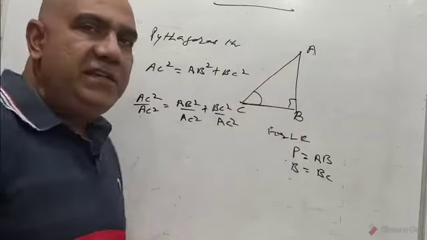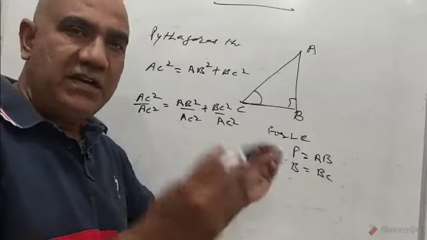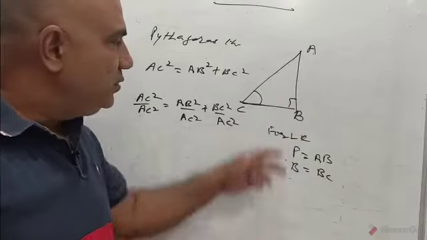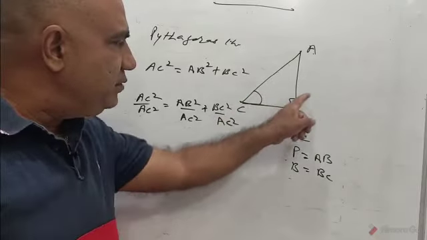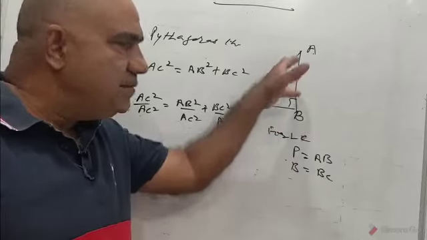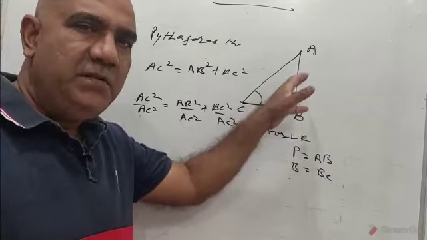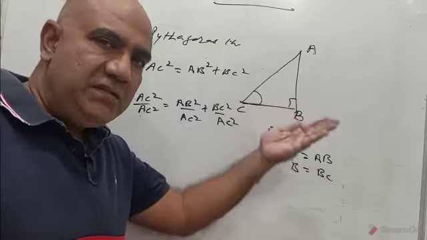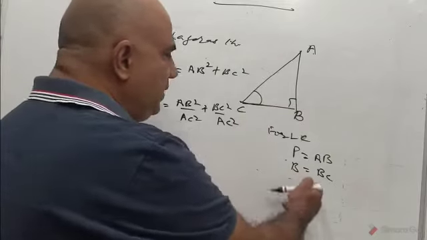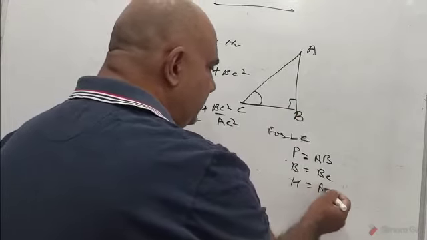Regarding AC, we don't have any doubt. AC is the side right opposite to the right angle of the triangle, and that undoubtedly is the hypotenuse. So out of the other two, we have to find which one is perpendicular and which one is base. The one in front of the angle in question is perpendicular, and the side on which the angle in question is made is base. So BC is base for this triangle, and hypotenuse is AC.